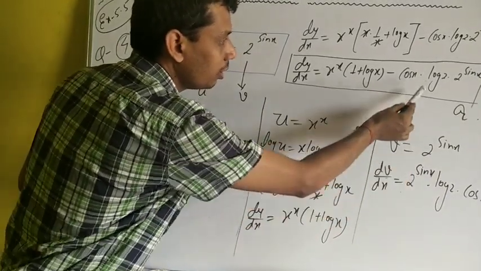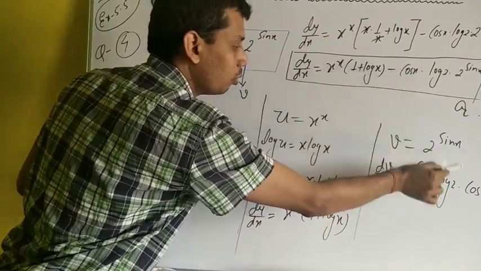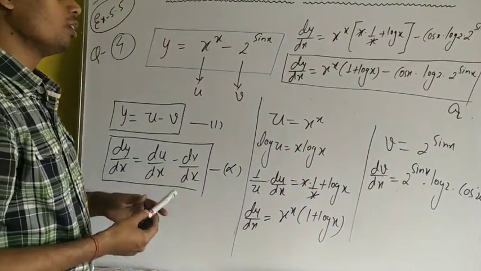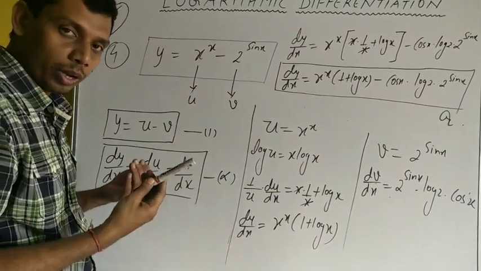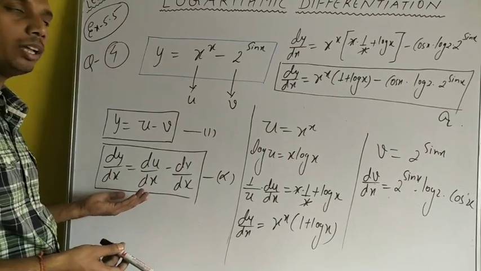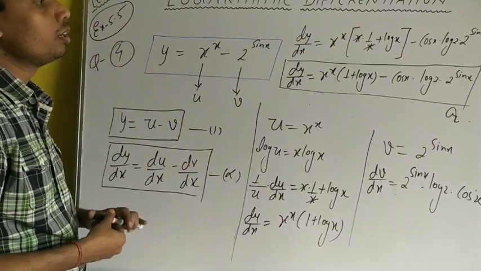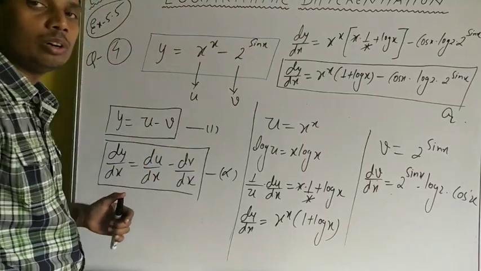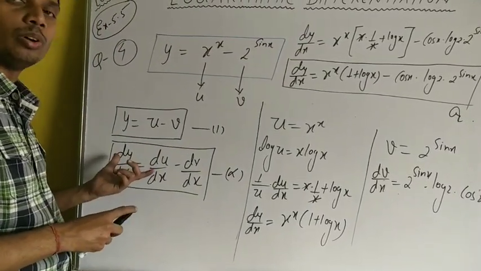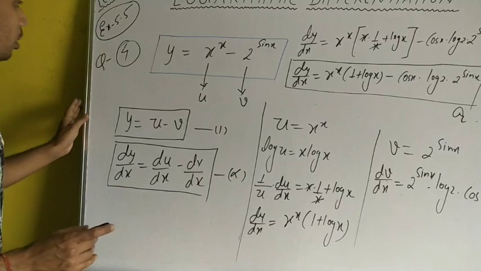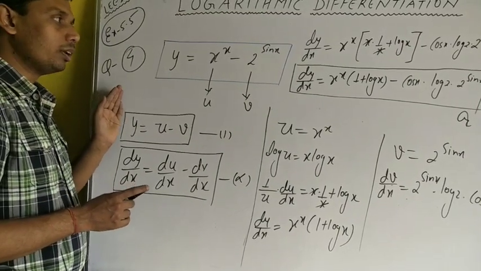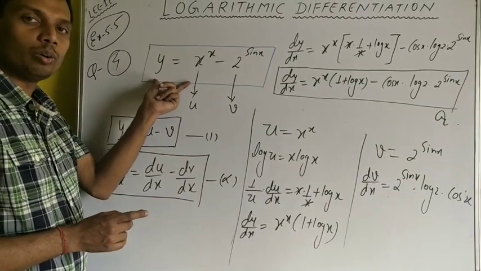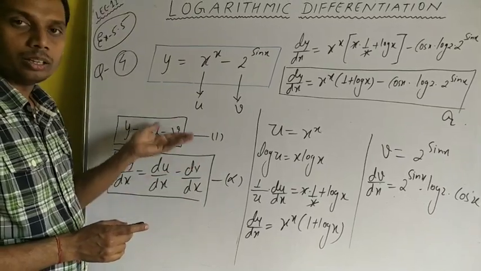2 to the power sin x. See here, 2 to the power sin x log 2 cos x. Okay, so we have two choices. We can proceed in either way. You can proceed in this manner also, or you can proceed in this manner also. So if the function is expressed in this manner, we will differentiate in this way.